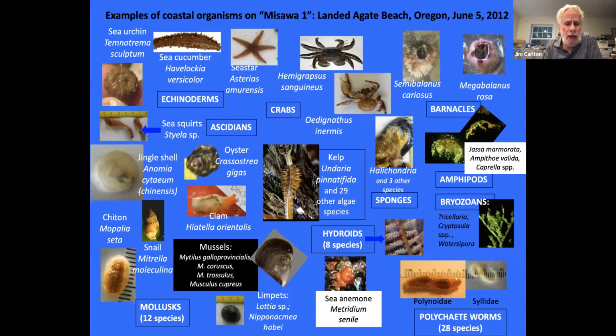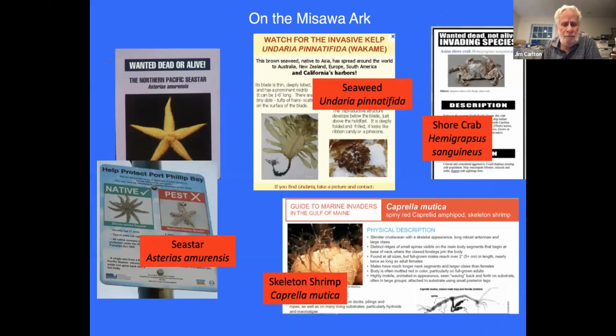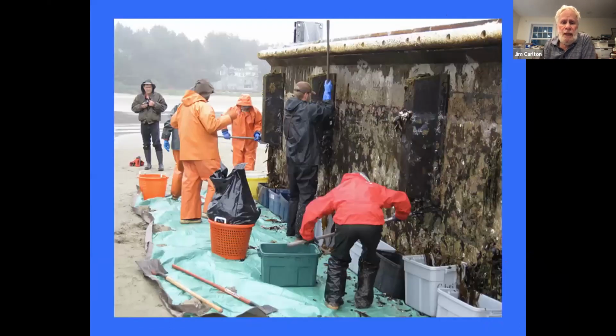an impressive variety of species, nearly 130 species of protists, invertebrates, and seaweeds representing a wide variety of phyla were on the dock. And it turns out many of them, as I mentioned, were well-known invaders and already had posters up around various parts of the world watching for these species or looking to eradicate them. The result was that within a day or so of being alerted, county and state officials were very concerned about whether any of the species on the dock might settle in Oregon.